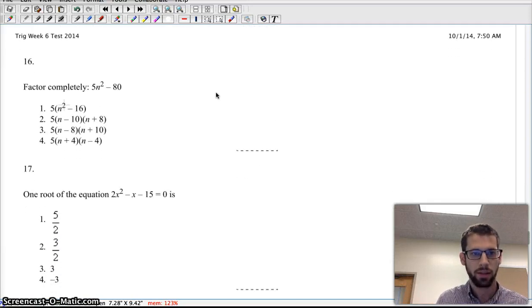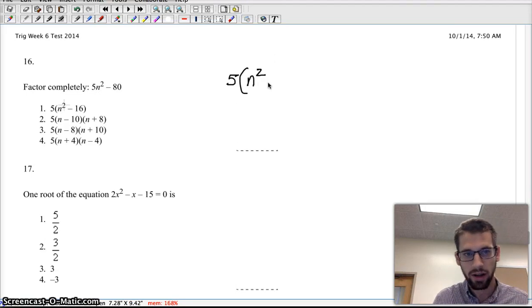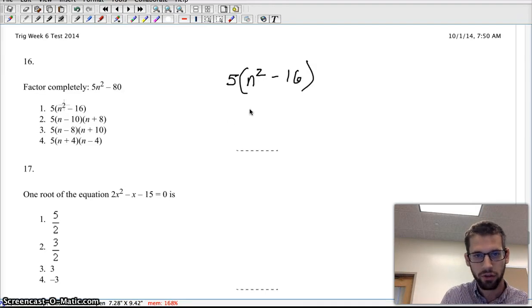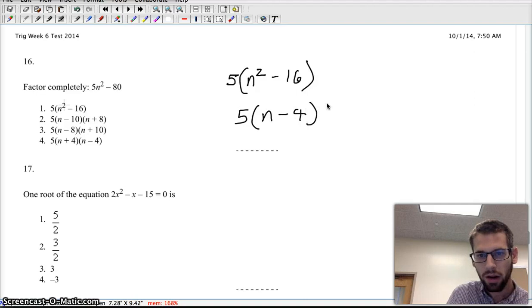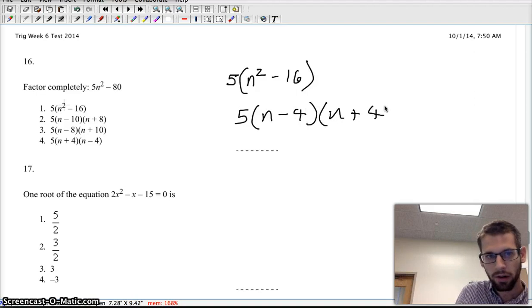Alright, 16, it's telling me to factor completely. So first I can see I can factor out a 5 really easily. So that would be 5 times n squared, and then 80 divided by 5 is going to be 16. I can see these are both perfect squares, so I have 5(n minus 4)(n plus 4), and that's going to be answer choice 4.